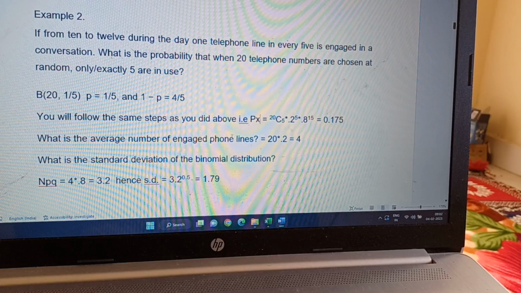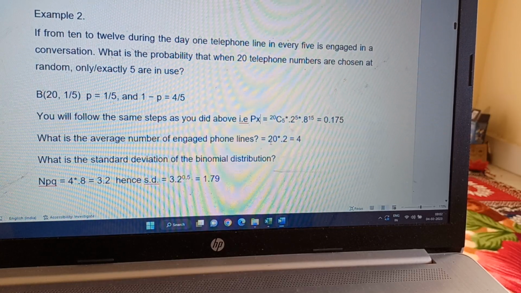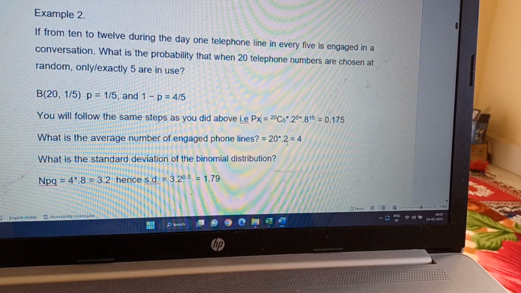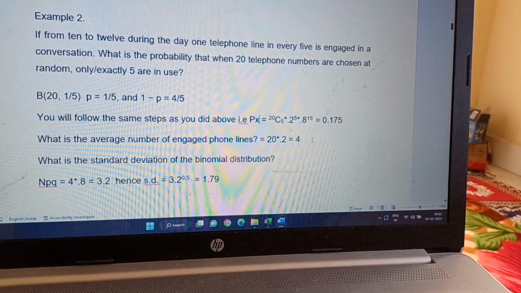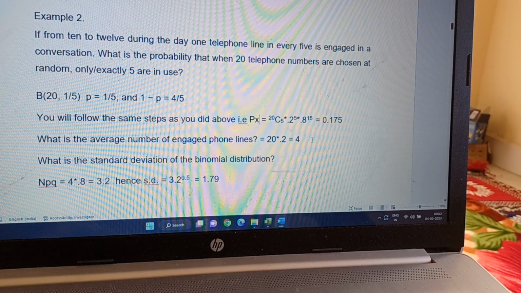Then what is the average number of engaged phone lines? So average is mean. So mean is np. So 20 times 0.2 is equal to 4. So on an average, out of 20 phones, 4 will be engaged. That is what our average.